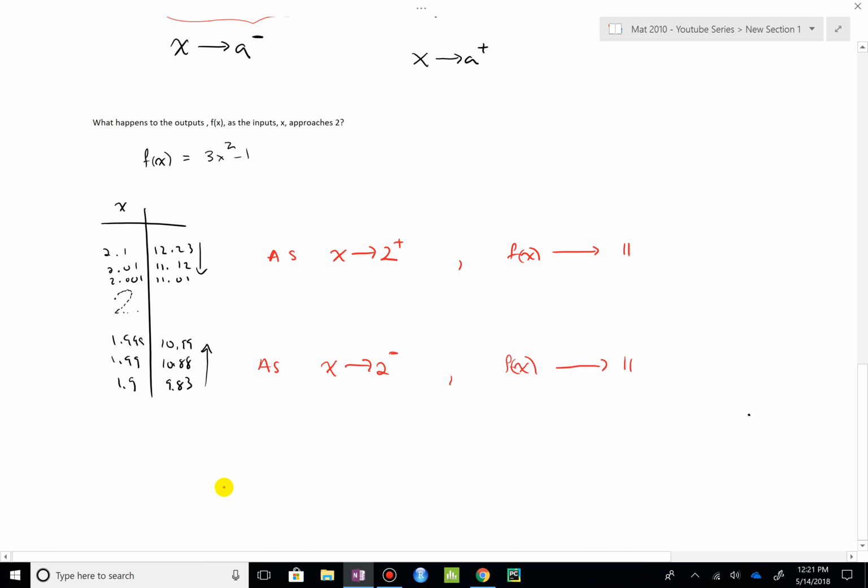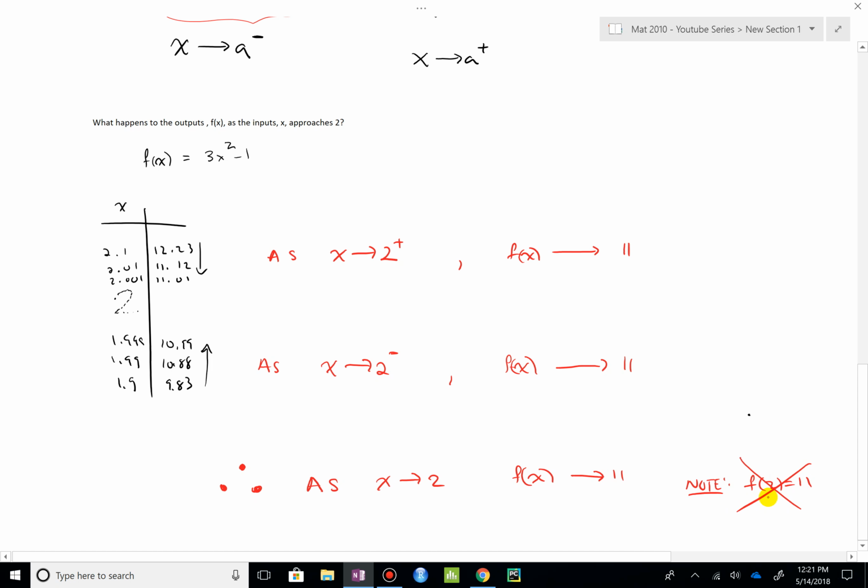So what's the conclusion we can draw? If they're both coming from both sides, we can say altogether that as x approaches 2, doesn't matter where you're approaching from, left or right, the function has to be getting closer to 11. That's it. Note, again, f of 2 does equal 11, okay? But that's not what I did, okay?